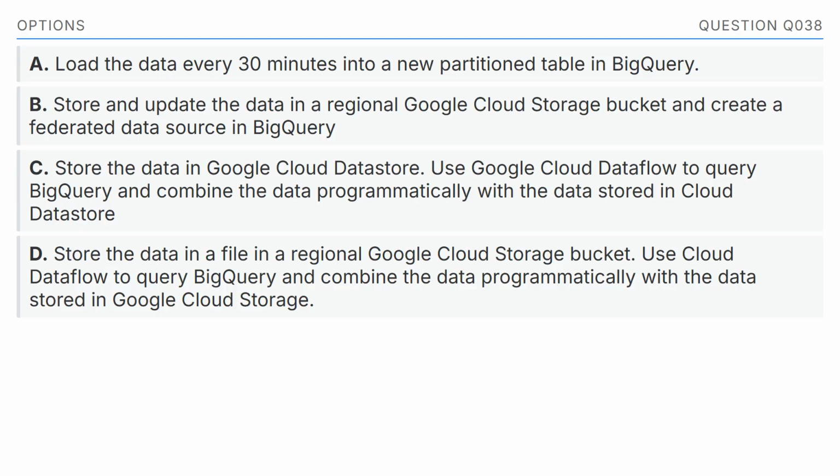Option B, store and update the data in a regional Google Cloud Storage bucket and create a federated data source in BigQuery. Option C, store the data in Google Cloud Data Store. Use Google Cloud Dataflow to query BigQuery and combine the data programmatically with the data stored in Cloud Data Store. Option D, store the data in a file in a regional Google Cloud Storage bucket. Use Cloud Dataflow to query BigQuery and combine the data programmatically with the data stored in Google Cloud Storage.